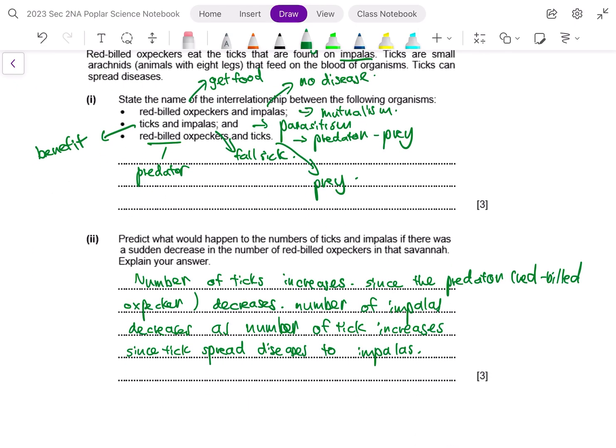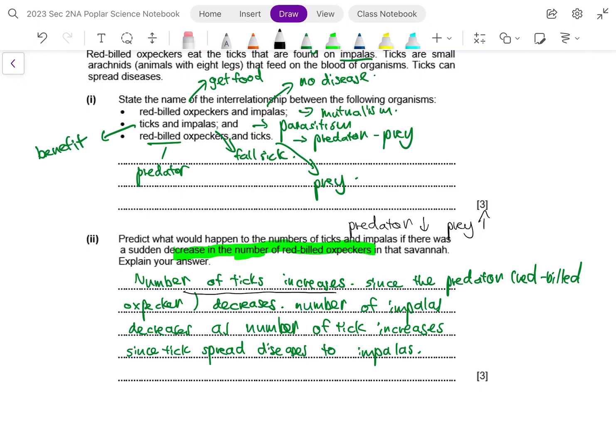Okay, so the following part requires you to predict what will happen to the number of ticks and impalas. Okay, if suddenly there's a decrease in the red bill oxpecker. Okay, so that means the bird population drops. So first and foremost, I think obvious is that the number of ticks will increase, because it's a predator, right? The oxpecker is a predator, so a predator drop, usually the numbers of prey goes up, because there's less predator to feed on them.